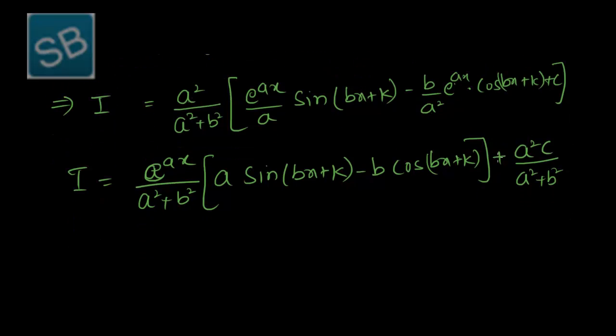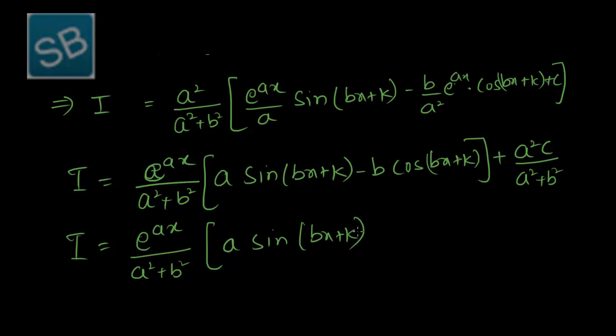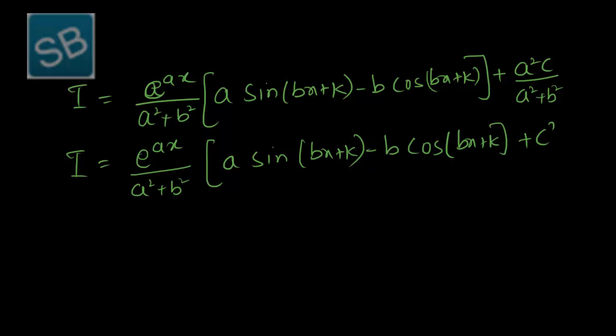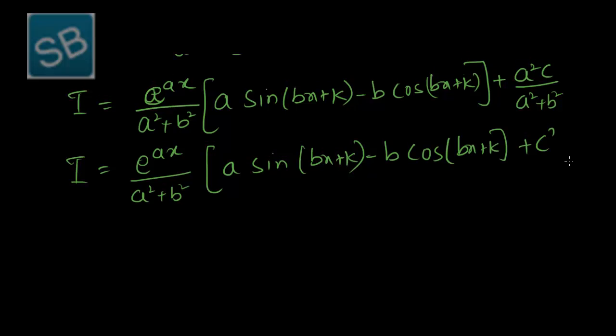So we replace this whole quantity by c dash, that is the constant of integration. So we get I is equal to e raised to power ax over (a square plus b square), that is a sine (bx plus k) minus b cos of (bx plus k) plus c dash, or we can say c is the arbitrary constant. So we get I is equal to this.